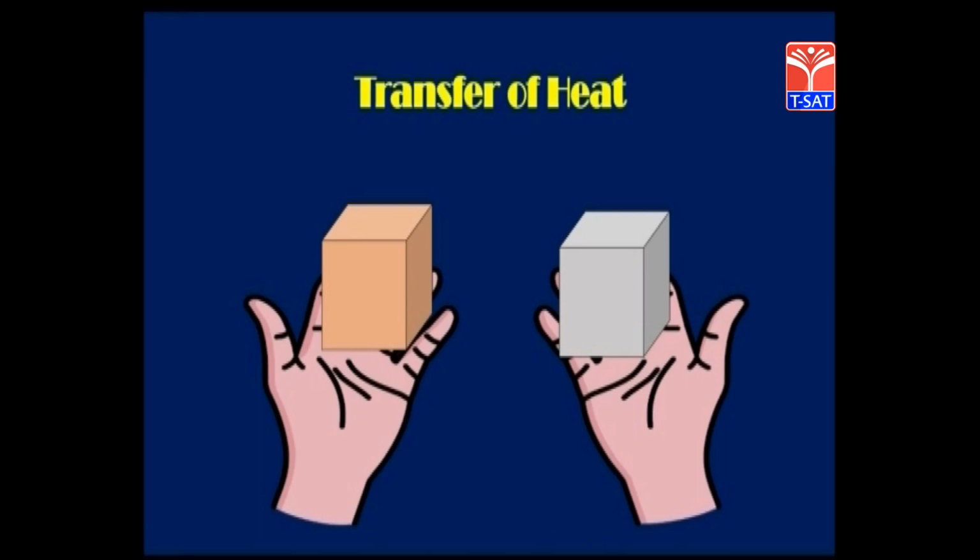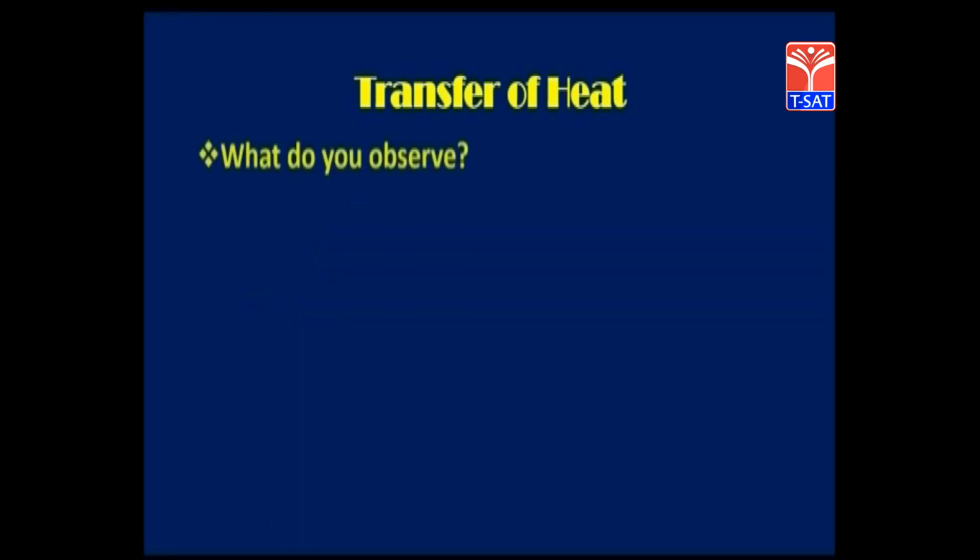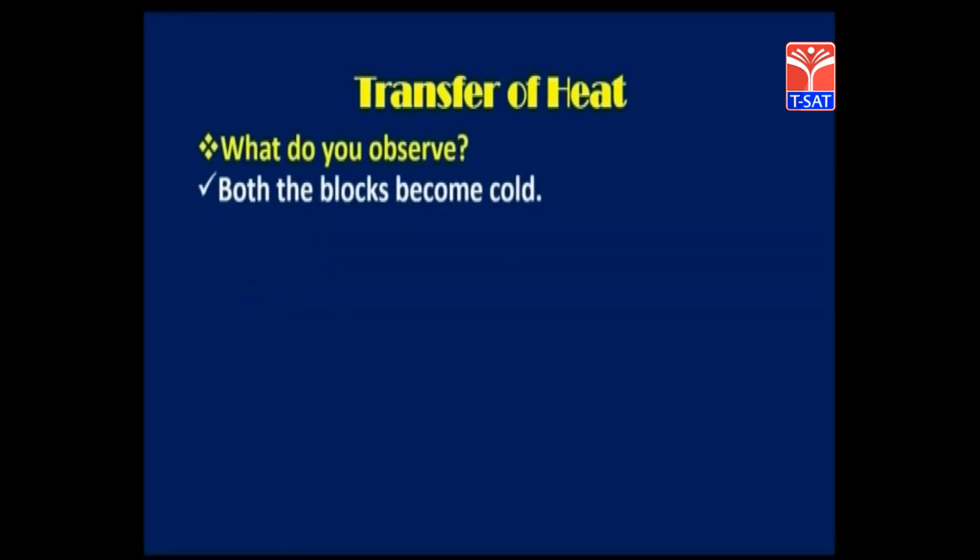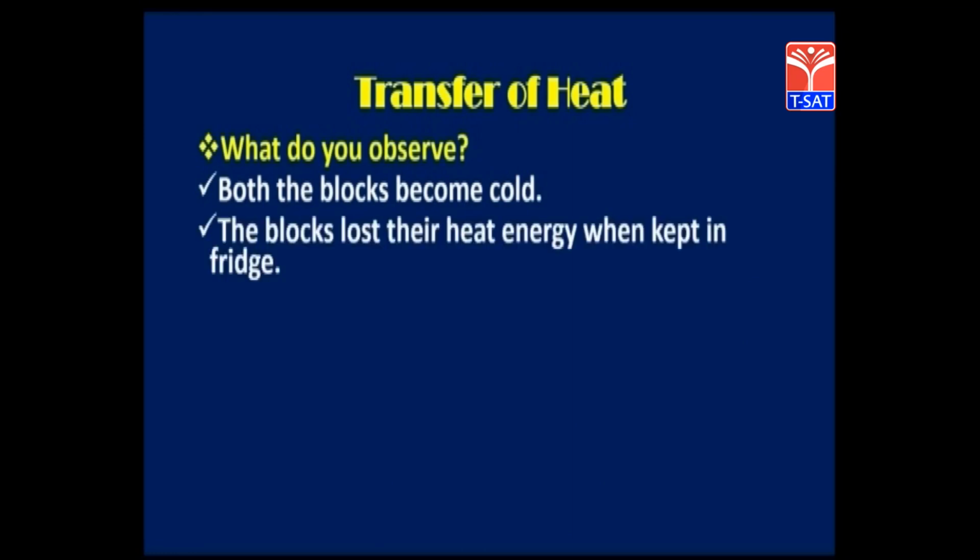Not just wooden block and metal block, children. Any object that you keep in the refrigerator for some time appears to get cold, right? So let us understand why this is happening. So what do you observe? We observe that both the blocks become cold. The blocks became cold because they lost their heat energy when kept in the refrigerator.